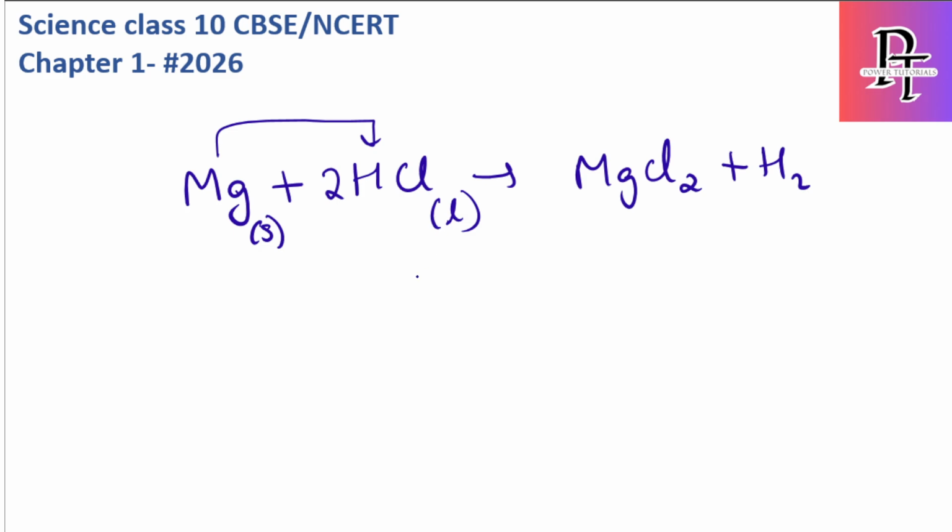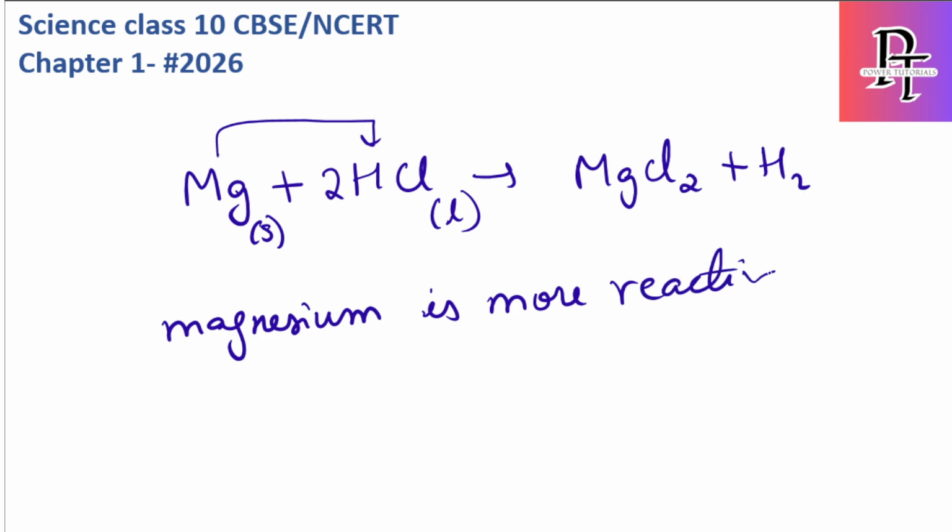So simple. Here you have to write that magnesium is more reactive than hydrogen. This way hydrogen is emitted out, but hydrogen is not a metal, it will be in gas state, so it is a gas, and this is a liquid, and magnesium is solid. This is one example where a more reactive metal is replacing the less reactive metal and taking its place. So this is displacement.